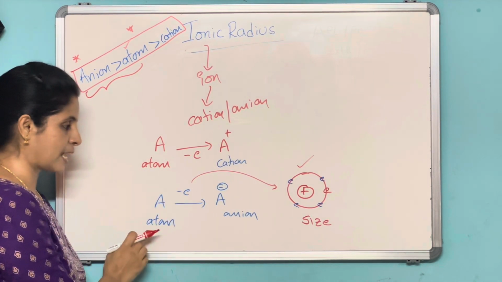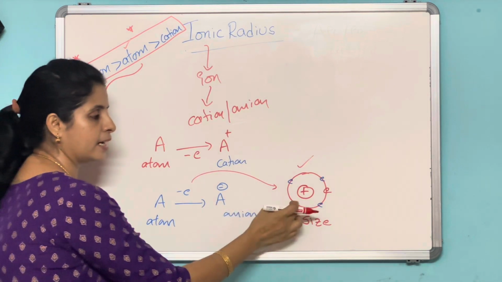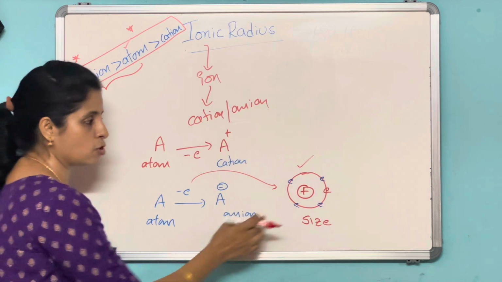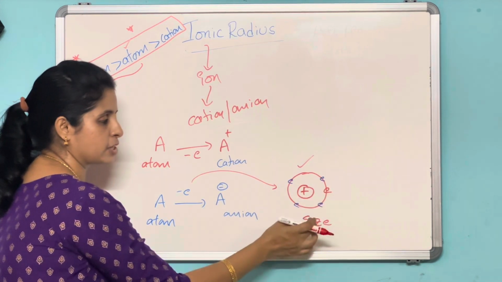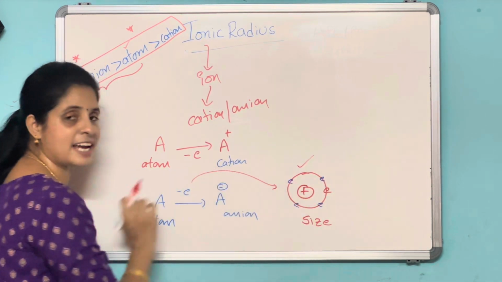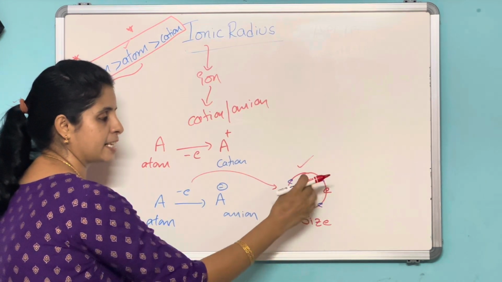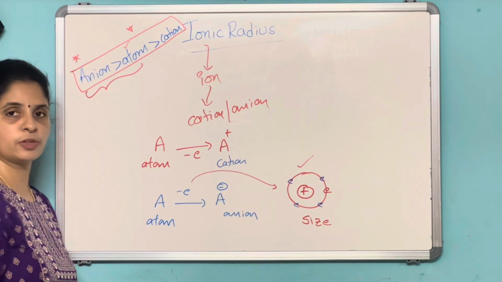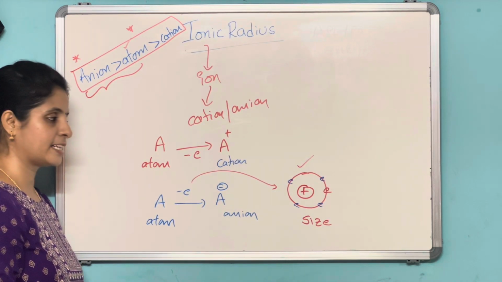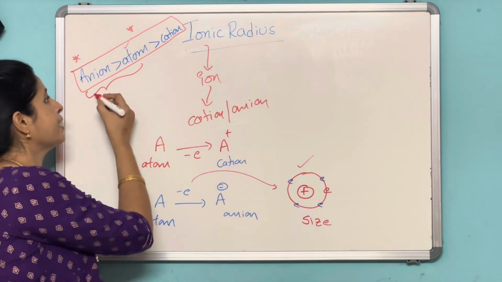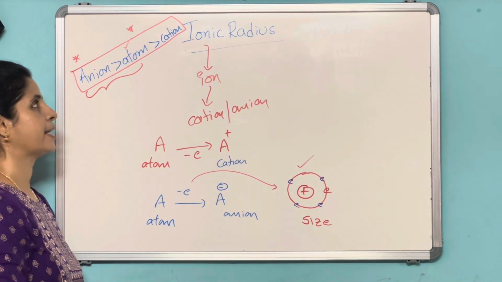Why? Just listen to me. When an electron is added to any atom, the nuclear charge is the same, but an additional electron is coming, so there exists electron repulsion. Because of the electron repulsion, the attraction between the nuclear charge and the electrons decreases, and there is an increase in size. This is how we can justify that the ionic radius of an anion is greater than its parent atom.